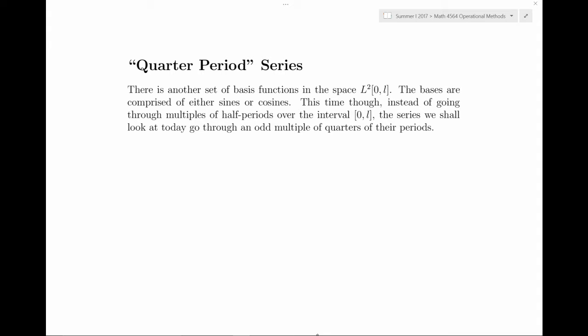The reason they're called quarter period series is because, contrary to the series we considered before, which had functions sine and cosine going through multiples of half periods over the interval 0 to L, this time the sines and cosines will go through an odd multiple of a quarter of a period on the interval 0 to L.